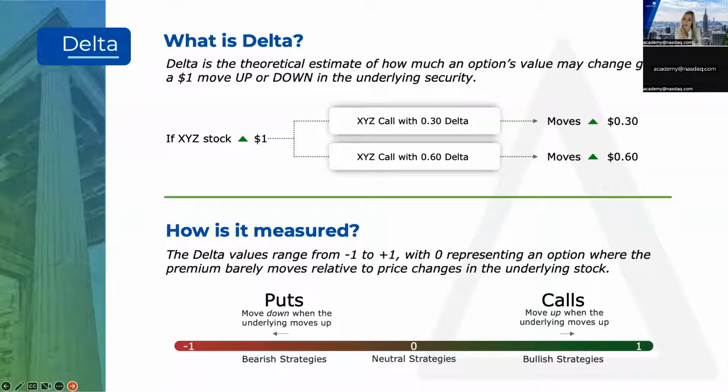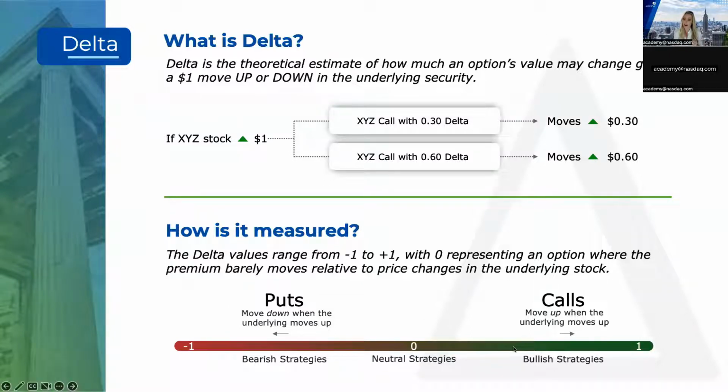And so we can use that to really get directional bias, which we'll go into a lot more detail. But think about the logic behind that. If we have something with a 0.5 delta, that's an at the money option, and I'll show you on an option chain.